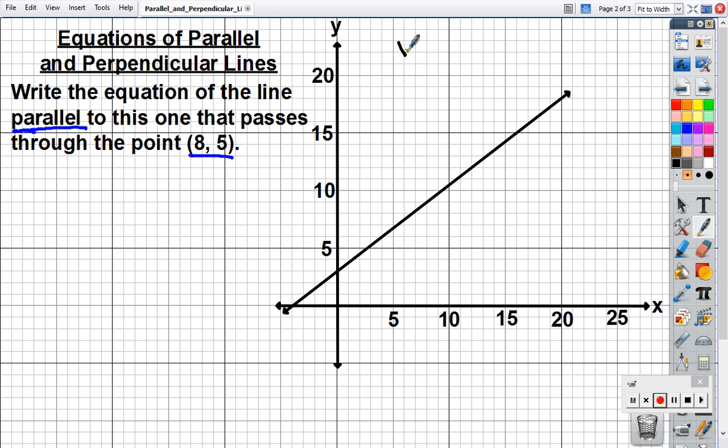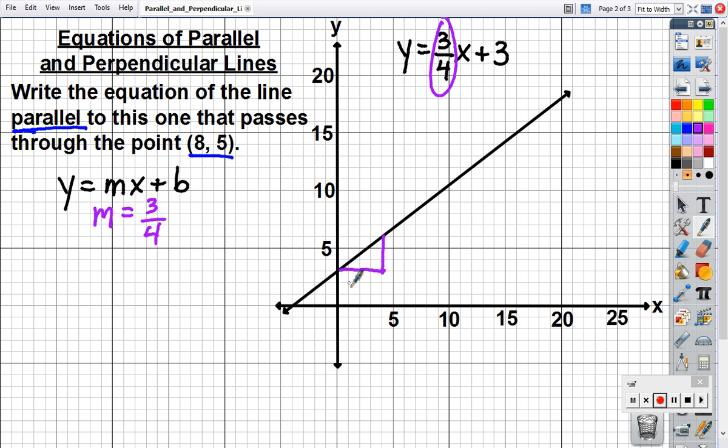First, let's rewrite my equation. It was y equals 3/4 x plus 3. It's the same line as before. The keyword is parallel, and parallel lines have the same slope. So I'm going to start by writing y equals mx plus b. Because of my parallel lines, I know that m is 3/4. Again, we can see that right here. My run is 4, my rise is 3.